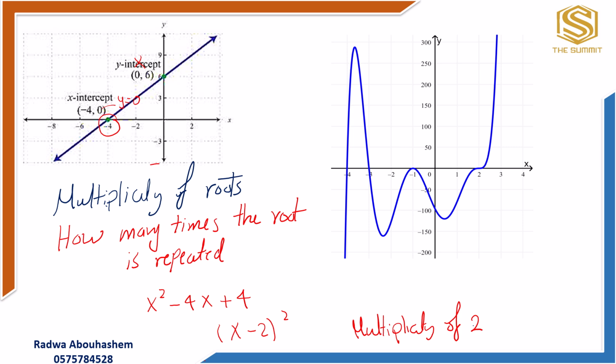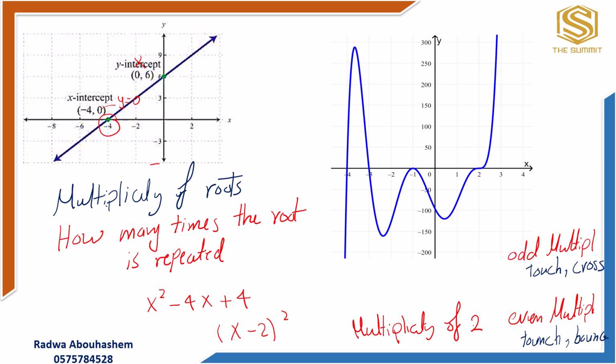Okay? So how do I know this in the graph? We have something called odd multiplicity and even multiplicity. The odd means that you touch the x-axis and cross it. Touch and cross. But for even multiplicity, you touch and bounce. You're not crossing the x-axis.